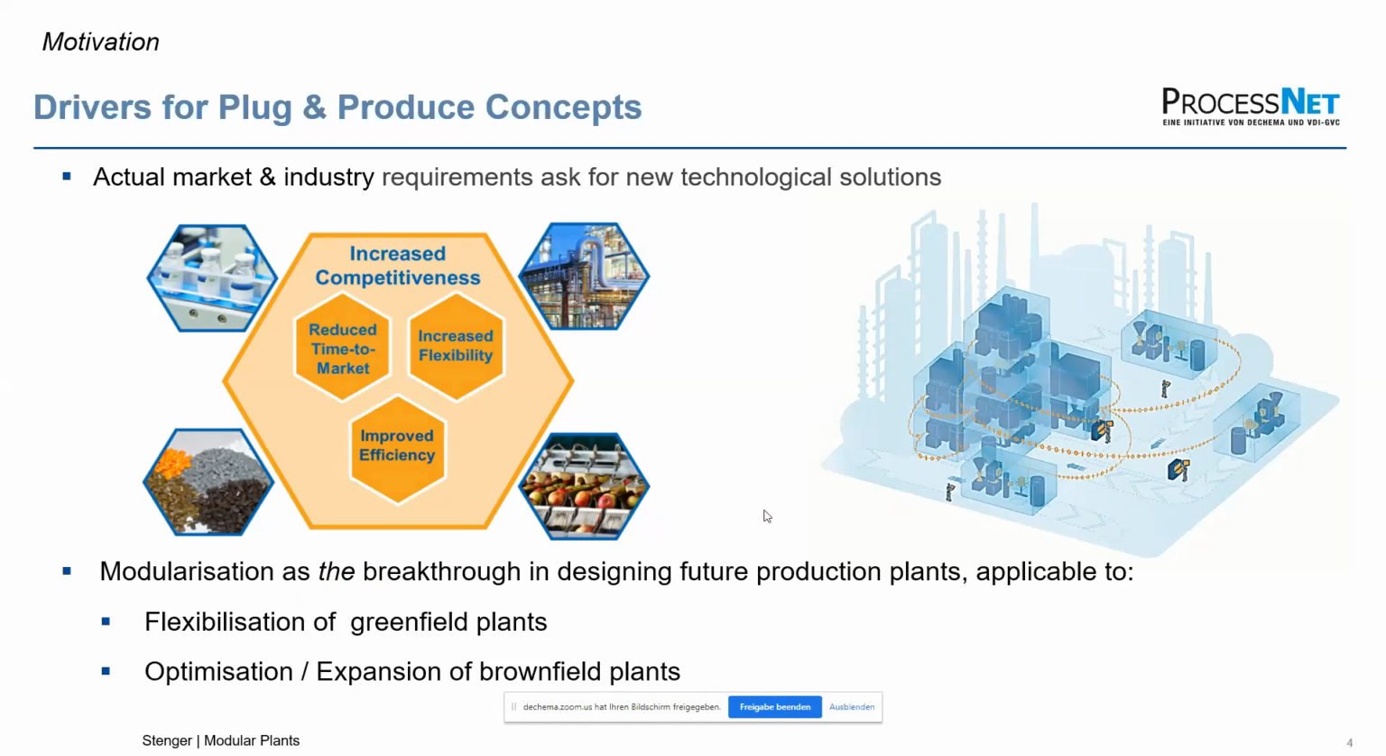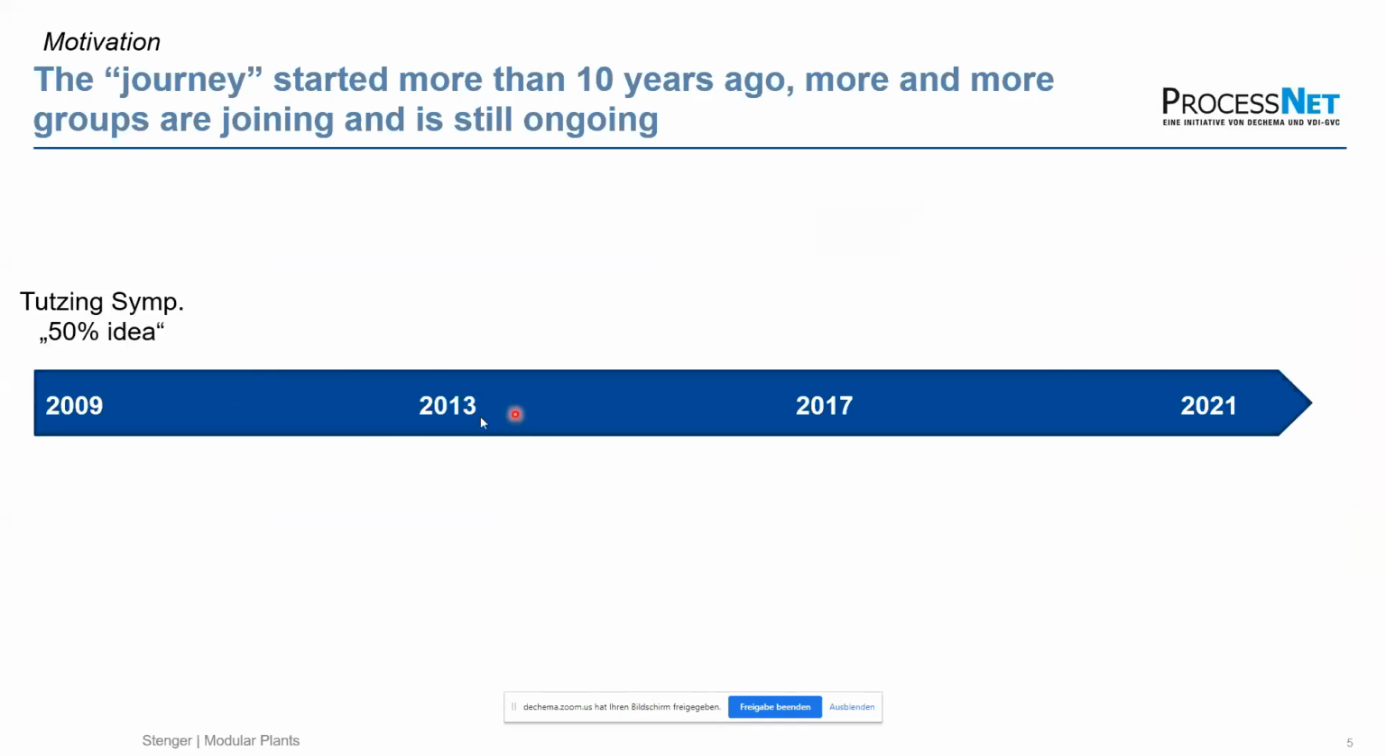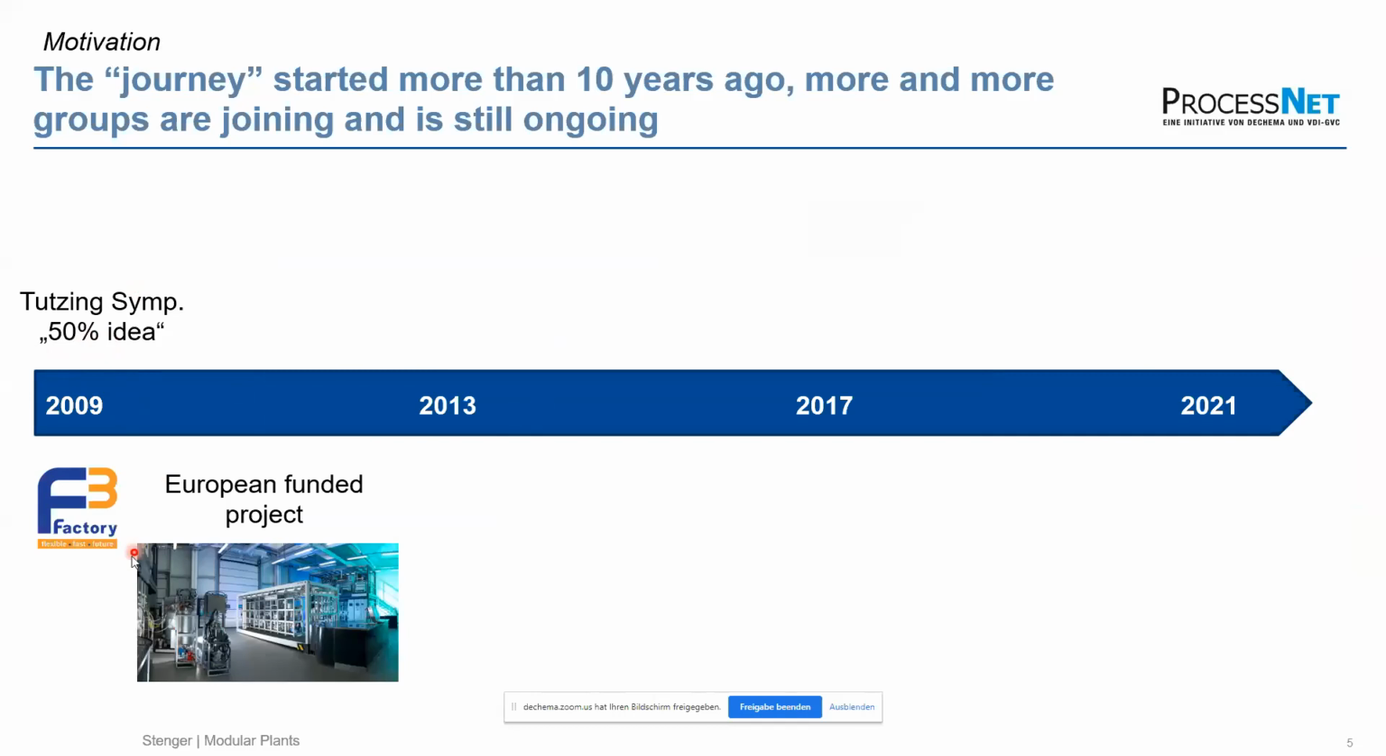And when we look in the past, that journey on modularization and standardization started already 10 years ago with a kind of a conference in Germany, Tutzing Symposium, which was called the 50% idea, mainly based on the idea to reduce implementation development times for new processes by 50%. And based on that idea, there was the first big project. It was a European-funded project, the F3 factory. F3 stands for fast, flexible, and future. And maybe many of you have been part of that project.